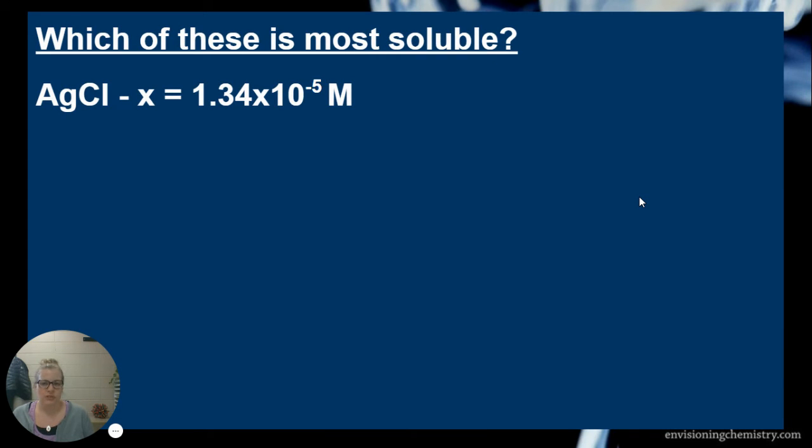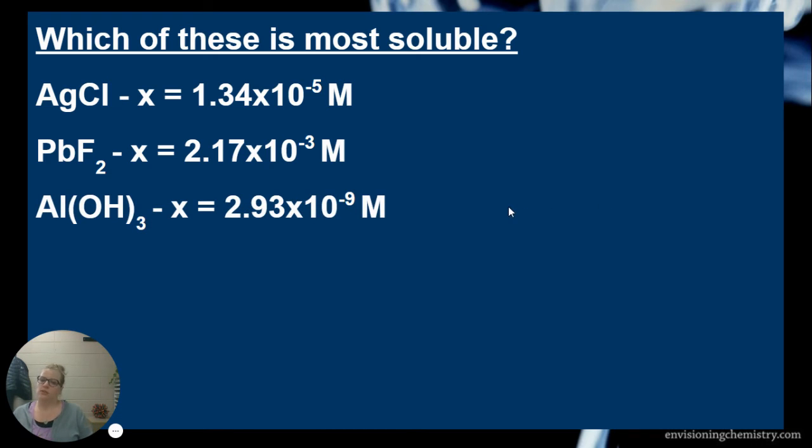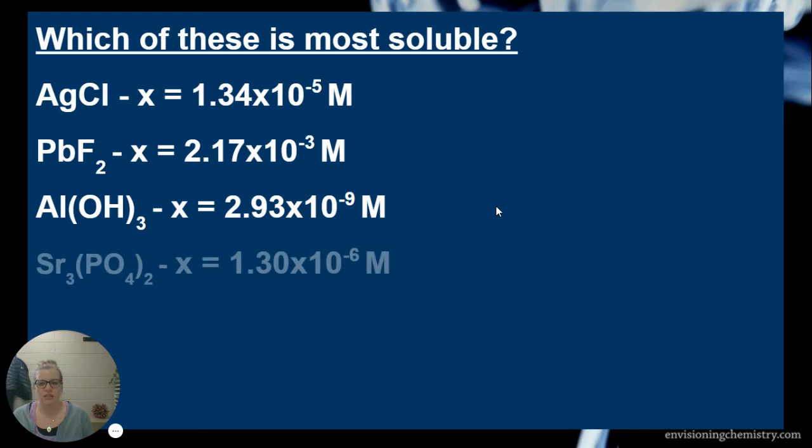And when you go through and do the math on those, I get x for AgCl to be 1.34 times 10 to the negative fifth. The lead fluoride is 2.17 times 10 to the negative third. The aluminum hydroxide is 2.93 times 10 to the negative ninth. And the strontium phosphate is 1.3 times 10 to the negative sixth. So when I look at all of those, with the Ksp having an exponent of negative 28, you would think that the strontium phosphate solubility would not be very close to the silver chloride's, but it actually is. It is a little bit less soluble in this case, but they are close.